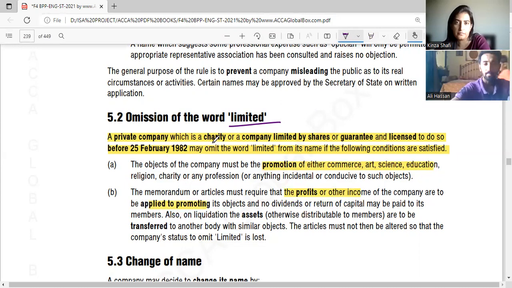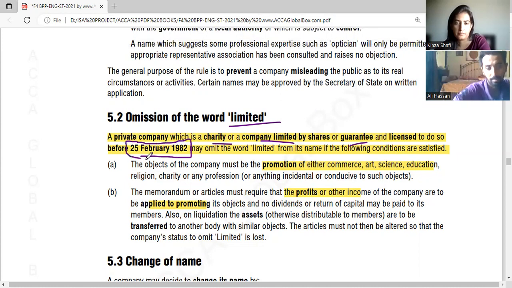कि भाई प्राइवेट कंपनी अगर चैरिटी है या कंपनी लिमिटेड बाय शेयर्स या गारंटी है और उसके पास लाइसेंस भी है काम करने का, बिफोर 25 फरवरी 1982 इट वाज अलाउड कि वो अपना लिमिटेड का वर्ड अपने नाम के आगे ना यूज करे. But only for the company who was licensed before 25 February 1982. But after that, you have to use the name limited. Okay.